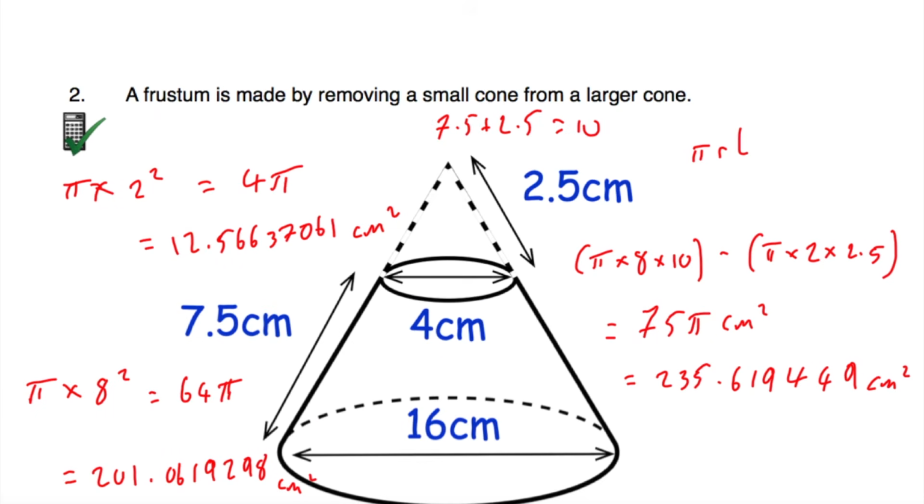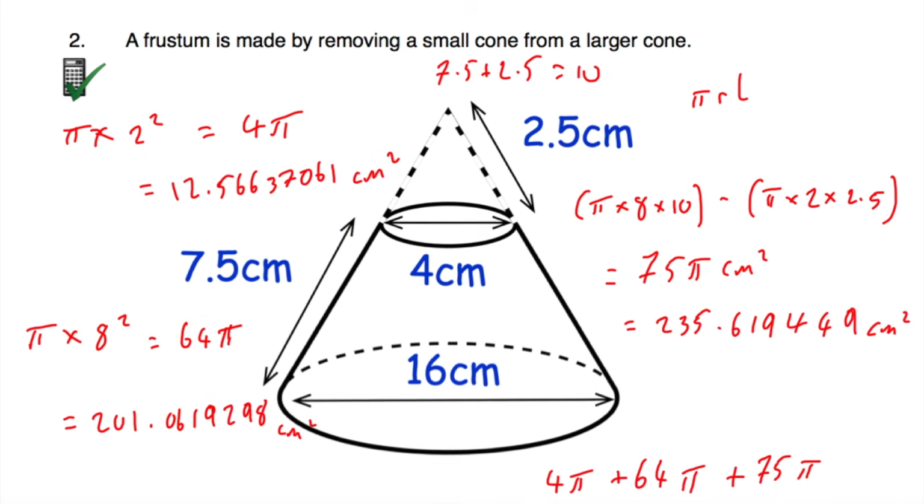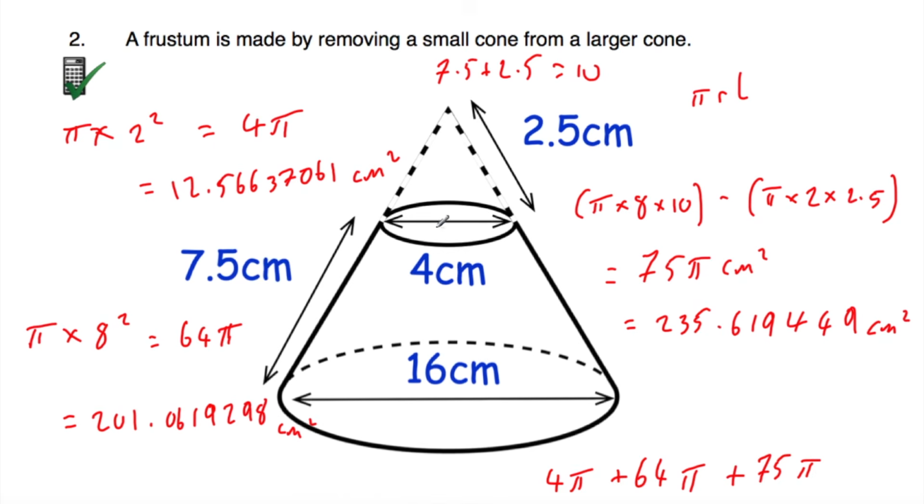Let's have a look at question number 2. If we have a look at the diameter of the smaller cone, it was 4. The diameter of the larger cone is 16. So that's 4 times larger. If we then look at the slant heights, the slant height for the larger cone is 10 centimeters, the 2.5 plus the 7.5. And the slant height for the smaller cone was 2.5. So again, that's 4 times larger. So the scale factor of enlargement there is 4.